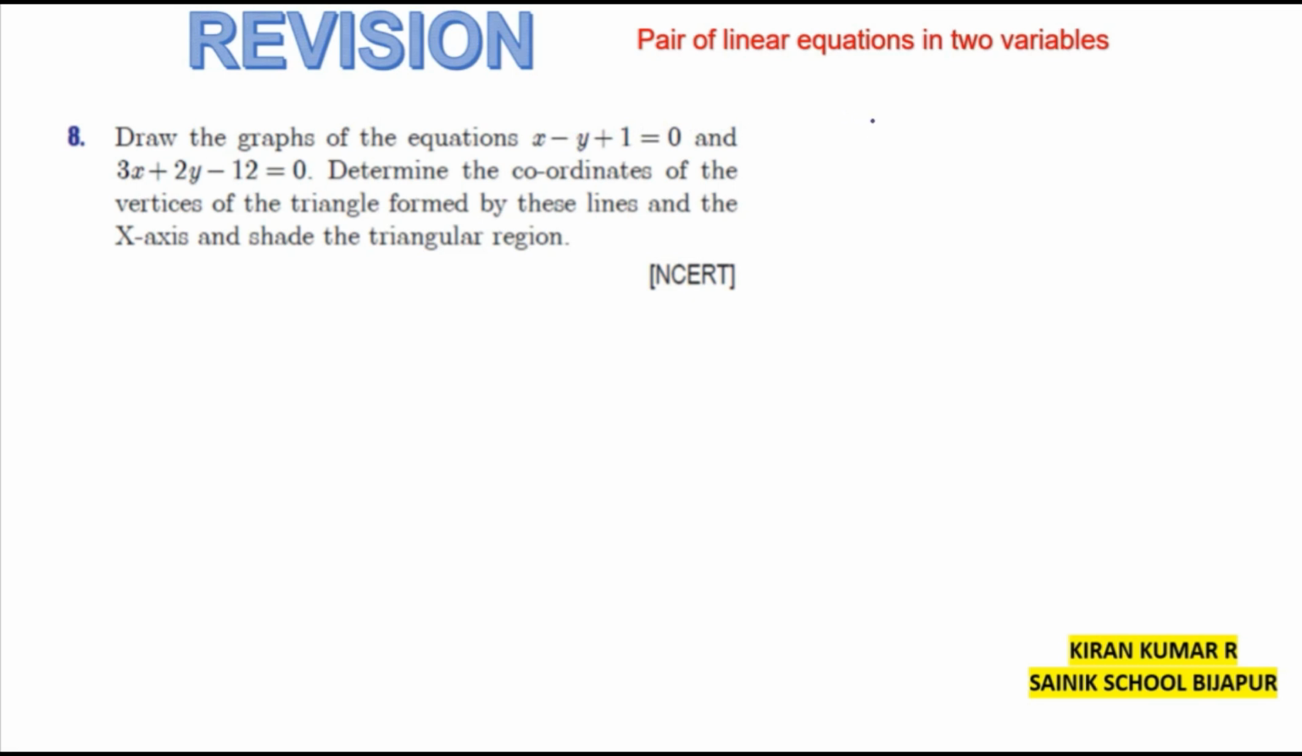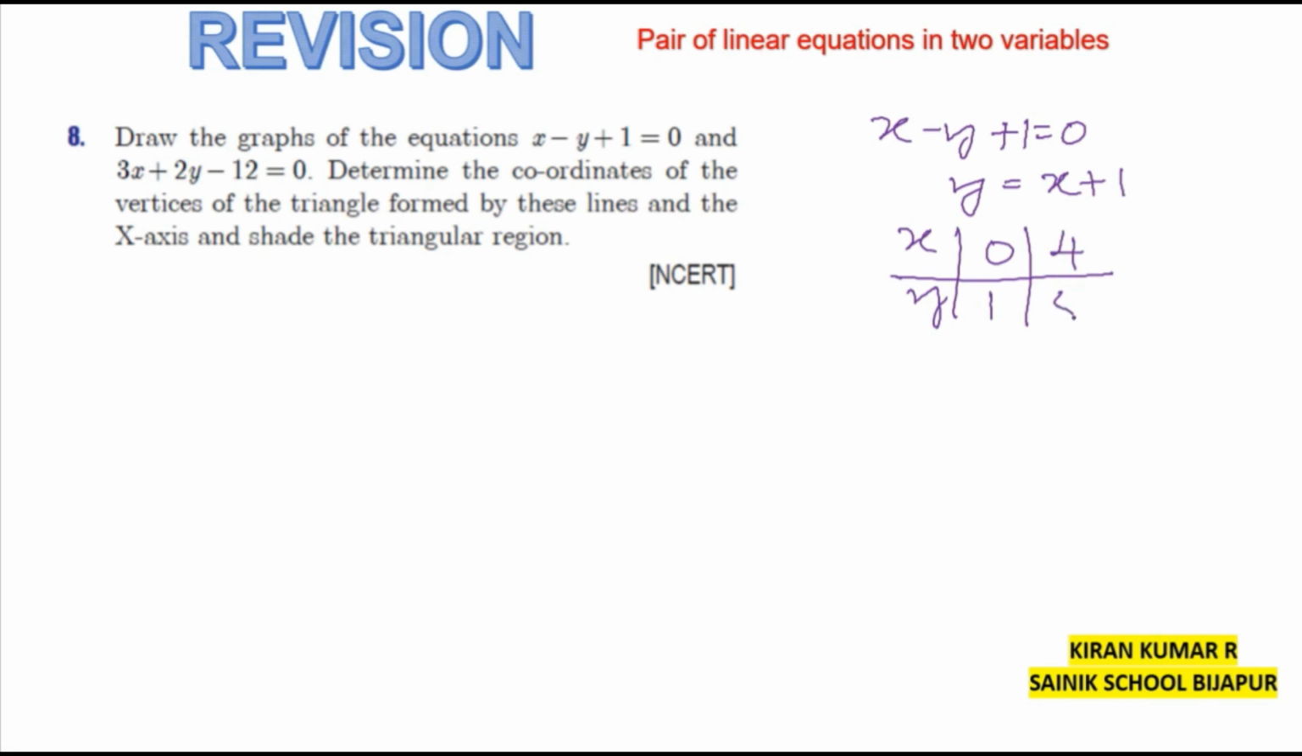Let's see, x minus y plus 1 equal to 0 is the equation. From this, I can get y as x plus 1. If the x value is taken as 0, the value of y is 1. If it is taken as 4, the value is 5. If I take x value as 2, I get the value of y as 3.